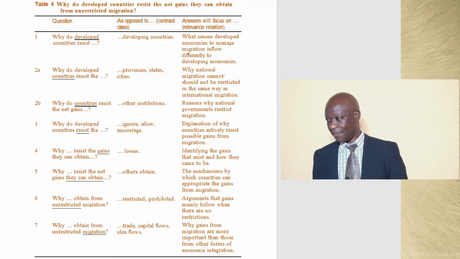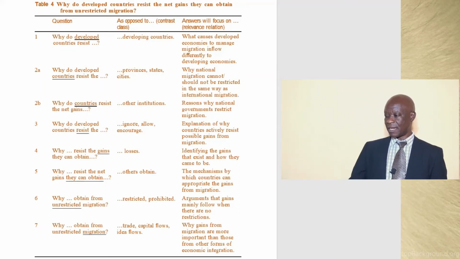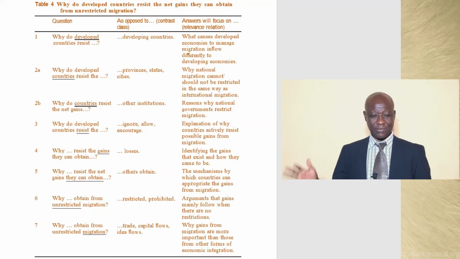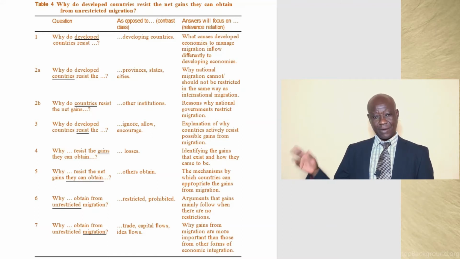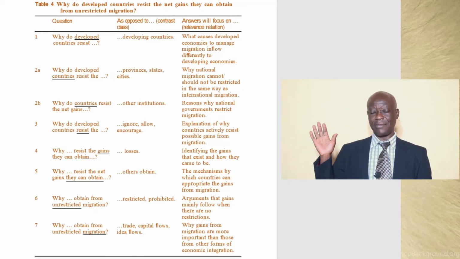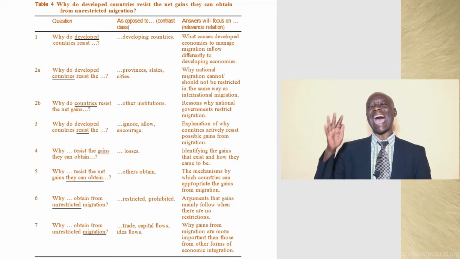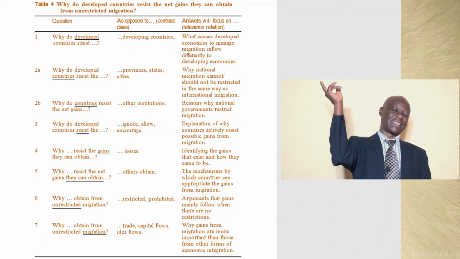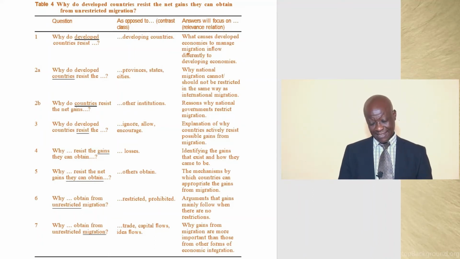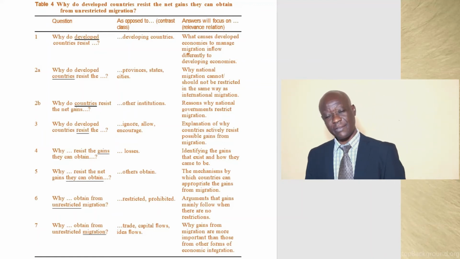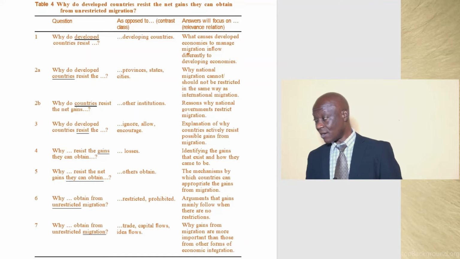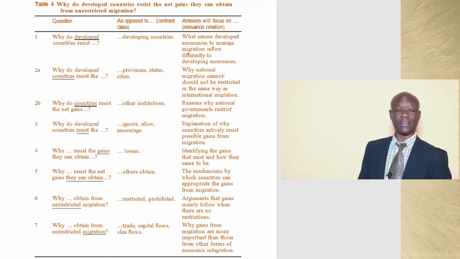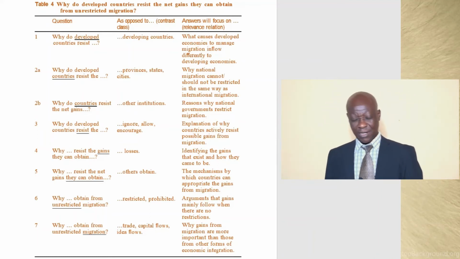And if you look at the table here, the question was, why do developed countries resist? Right. So the contrast class, because you must find the contrast class here, you have developing countries. So you have developed countries resisting unrestricted migration from developing. So if you are going to contrast, it is developed versus the underdeveloped or the developing in this case, as you can see. That's a contrast class. And of course, the answer there is what causes developed countries to manage migration inflow.